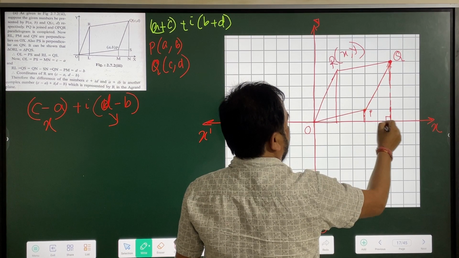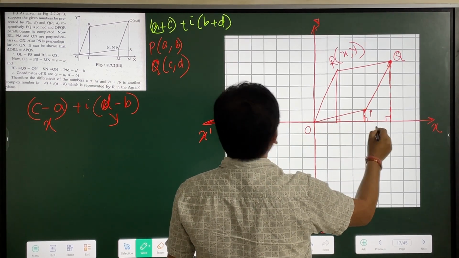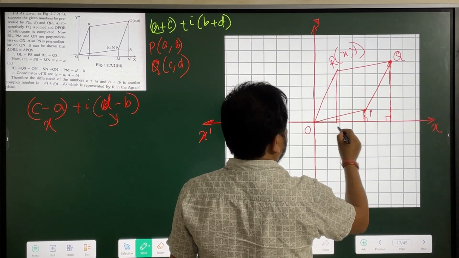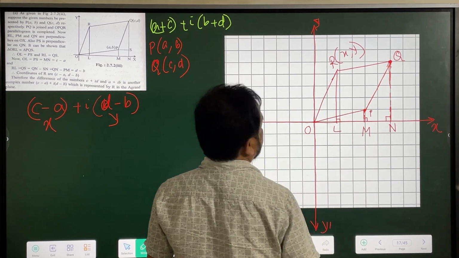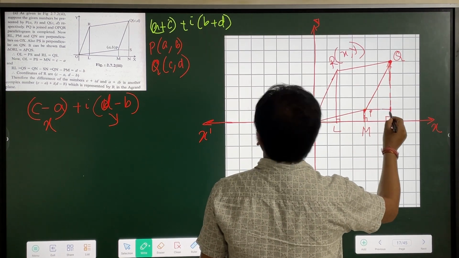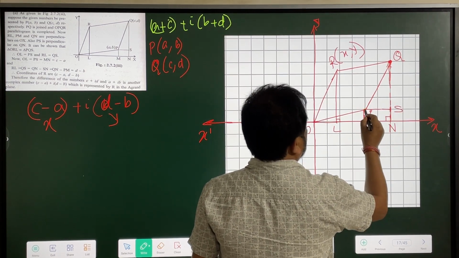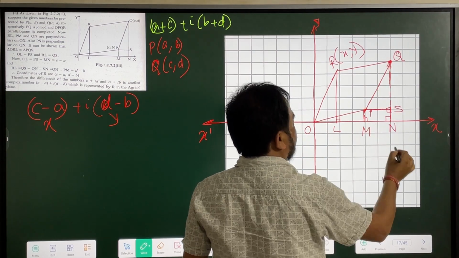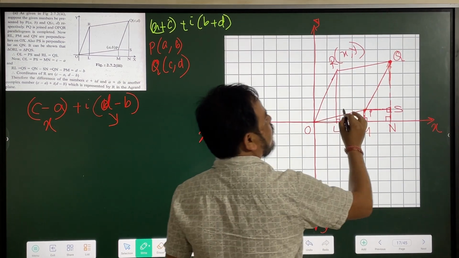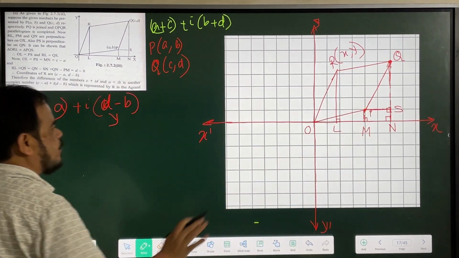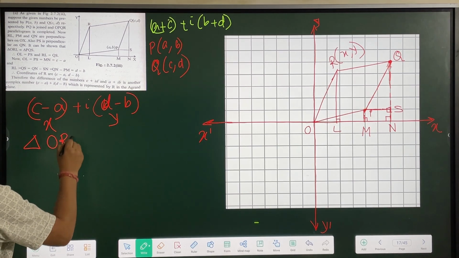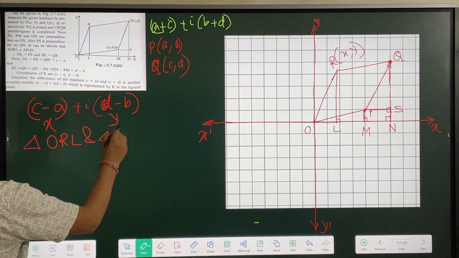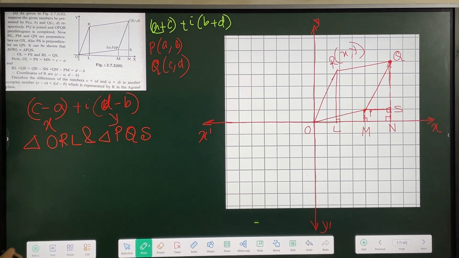Perpendiculars are drawn. This one is LMN. This one is S. From P to S also a perpendicular is drawn. One perpendicular, two, third, fourth perpendicular. This is drawn. Now triangle ORL and triangle PQS, we have to prove these two triangles congruent.